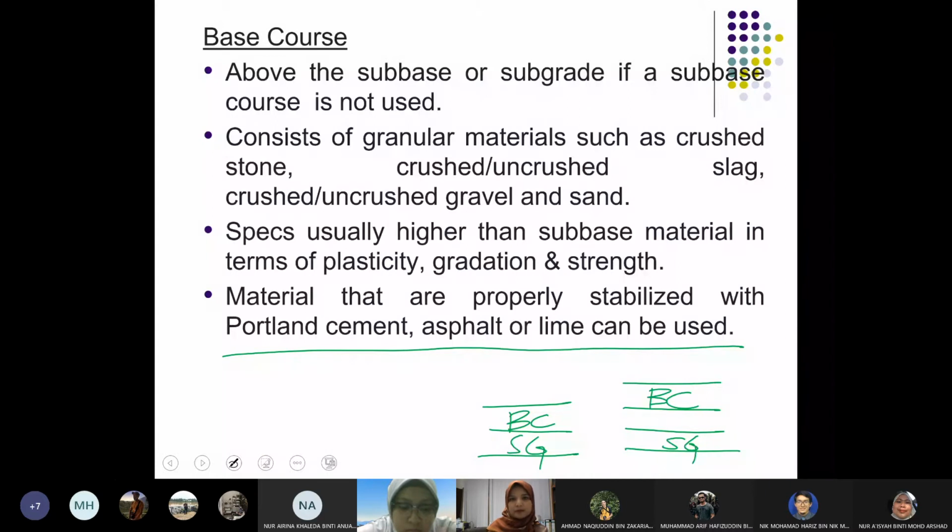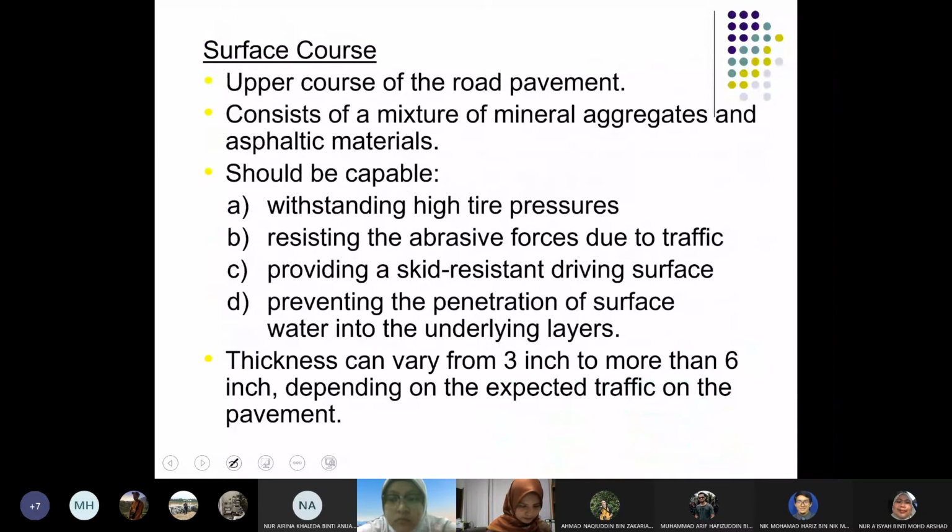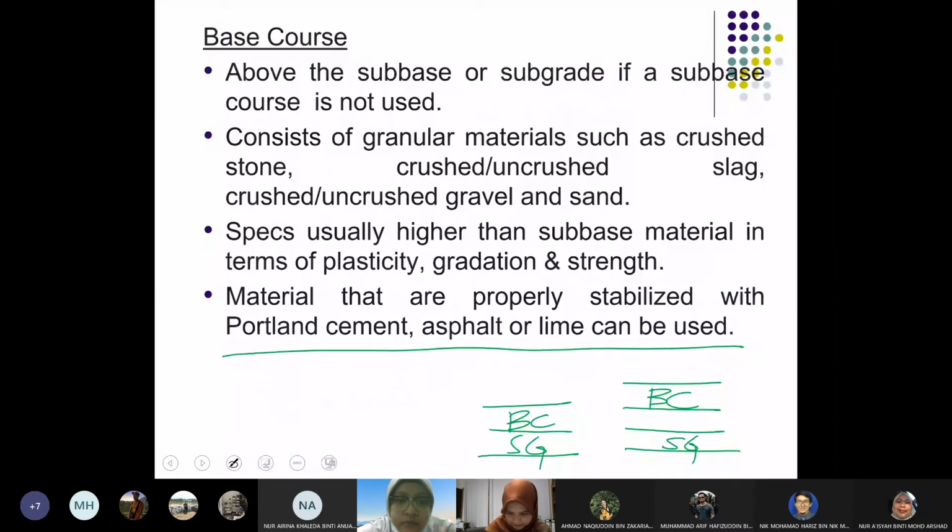Macam mana pun dia ada strength, minimum strength, for you to reach before you can actually do the construction. Okay, what about surface course? Ini yang paling atas, permukaan paling atas. Ini yang tadi yang ada 2 layer tu. Atas tu ada wearing, bawah tu ada binder. Wearing course, binder course.